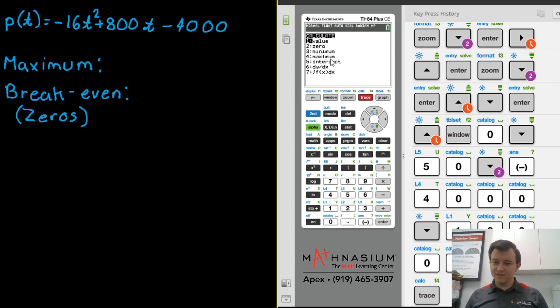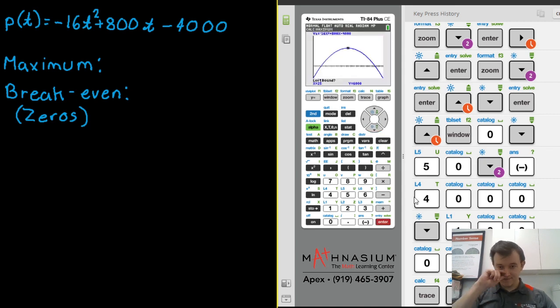Now, most of the time you're only going to be messing with the 0, minimum, maximum, and intersect functions whenever you get to those. But you can find the derivative and integral, or are you doing this at a higher level? But for today, we are trying to make money. We are trying to find that maximum value. So we go down into our maximum and just click enter. And now it's going to ask us for our left bound and our right bound.